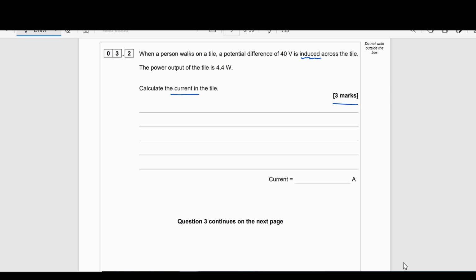So this is our question now where we have to use our equations. So we are just using the equation above. A potential difference is given to us, 40 volts. A power output is given to us of 4.4 watts. When we're using our equations, the first thing that we should always try to do is just recall it. So power equals potential difference multiplied by current.